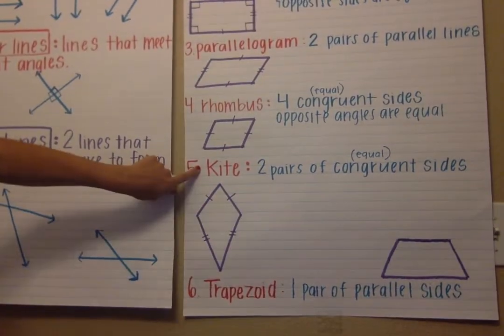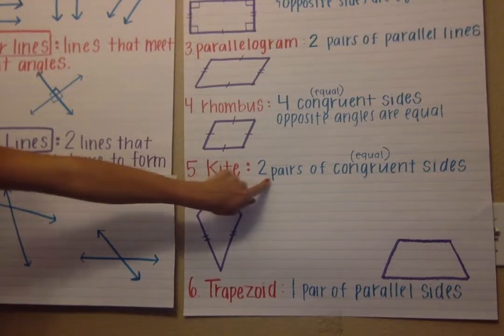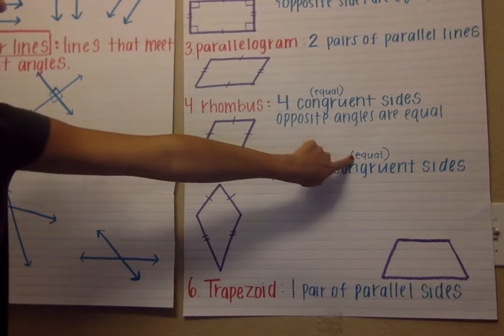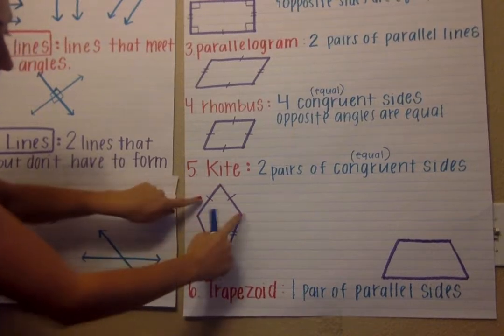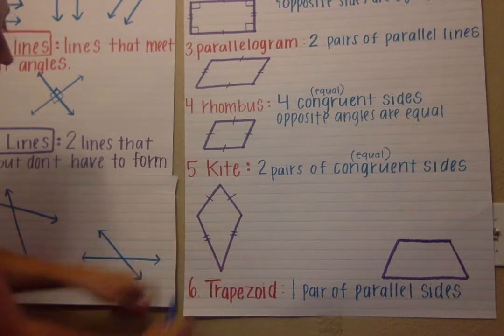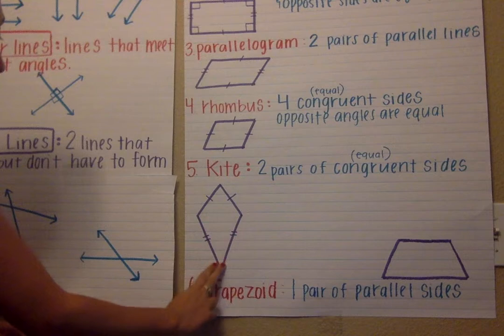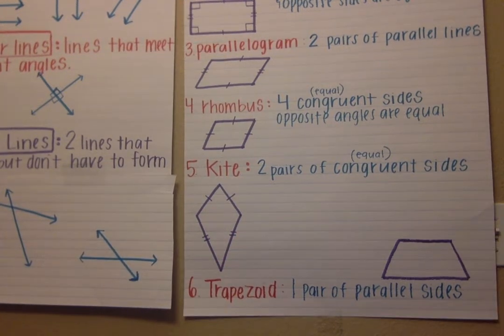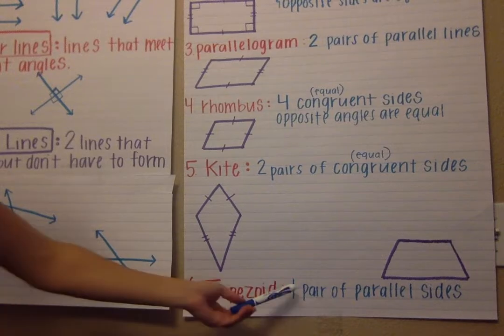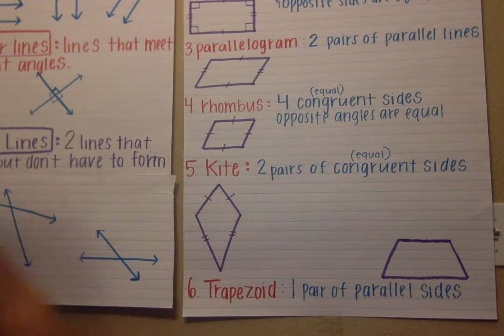And then 2 more. You have a kite. So a kite is 2 pairs of congruent or equal sides. So again, these 2 are equal, and then these 2 are equal to each other. But these 2 and these 2 are not the same. And then finally, you have a trapezoid, and a trapezoid is 1 pair of parallel sides.